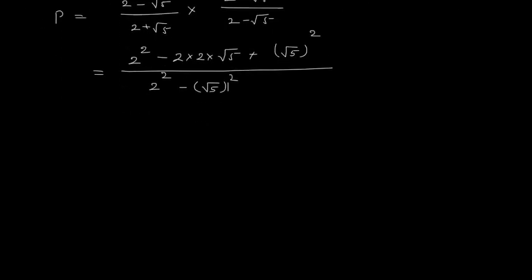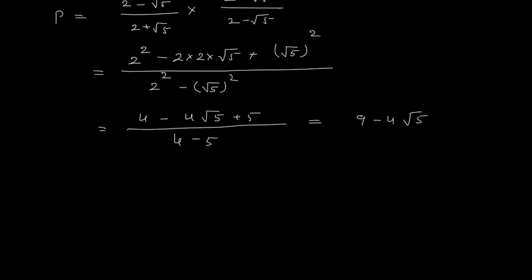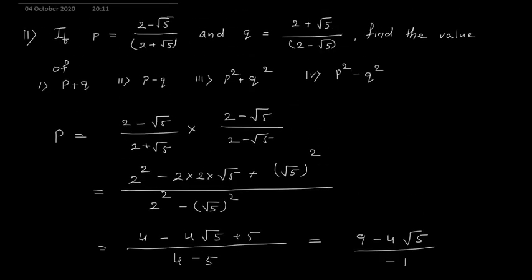So this will become 4 minus 4 root 5 plus 5 divided by 4 minus 5. So this is 4 plus 5, 9 minus 4 root 5, and here divide by minus 1. So you can write this as minus 9 plus 4 root 5. This is your value of P. In the same way, find the value of Q.